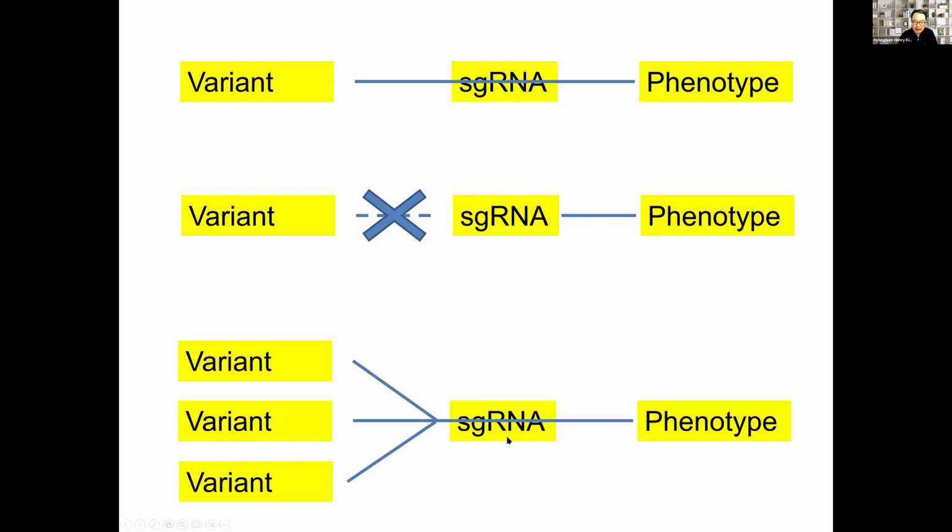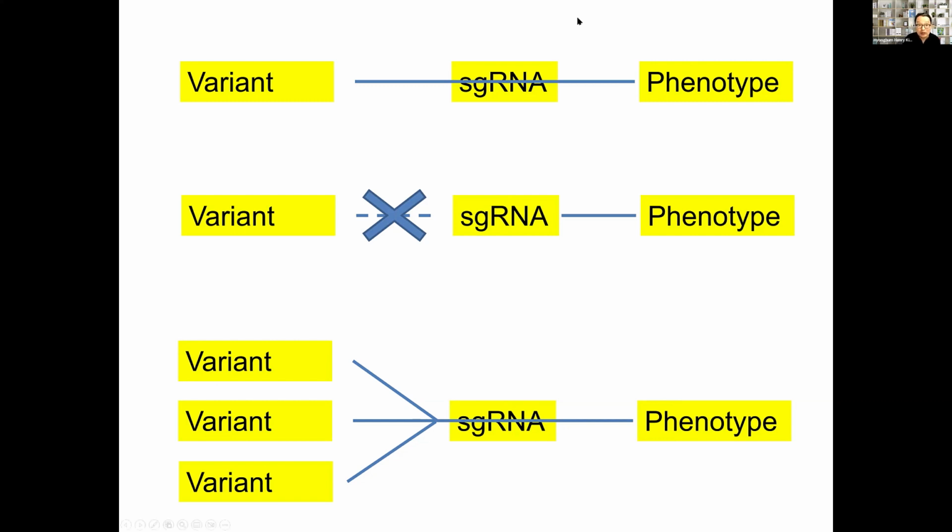And sometimes an sgRNA can induce several variants without any dominant variant. In that case, the phenotype of this sgRNA can be explained by some of the functions of these variants. So this case is hard to interpret. So we discarded these guide RNAs, and we also discarded the inefficient guide RNAs.